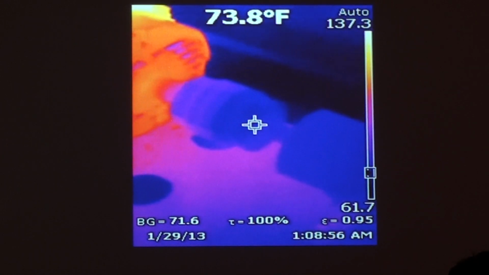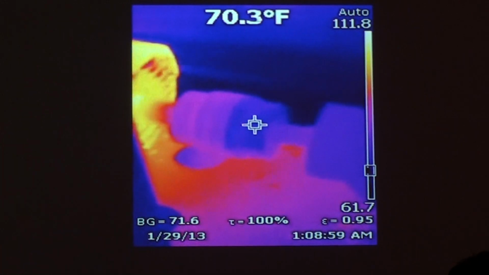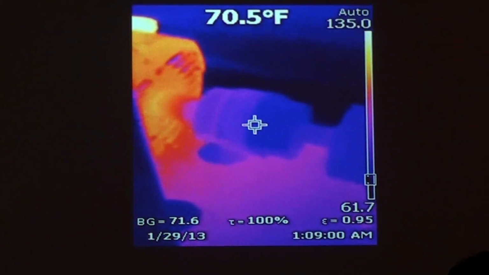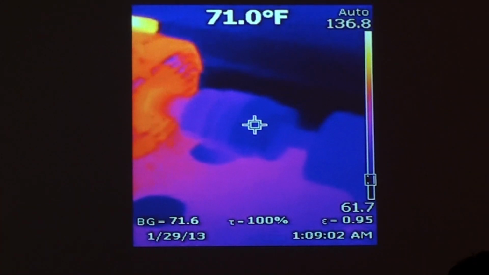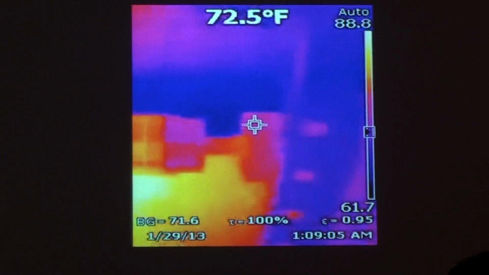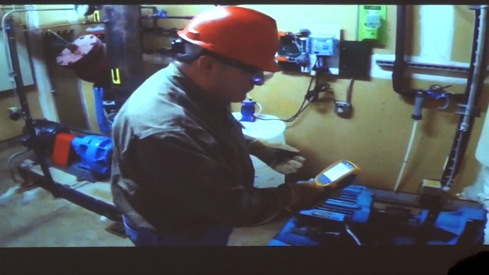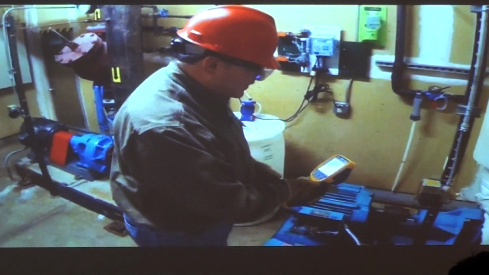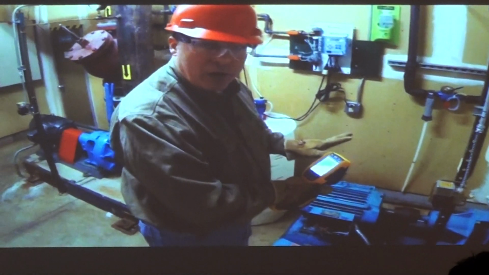And because I'm not seeing any excessive heating on the bearing of the motor itself, tells me that more than likely the alignment's probably pretty good on here. So we're now going to take a look at the pump side of the pump. Don't see any issues here. I think this is operating really well.